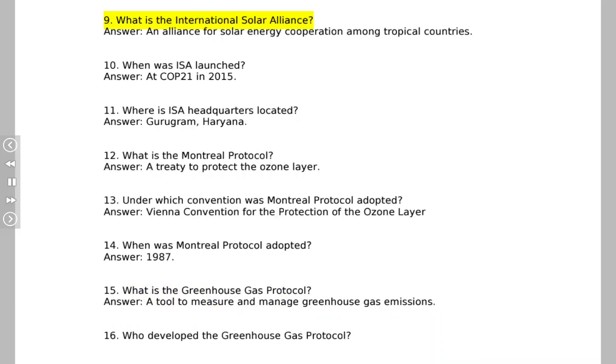9. What is the International Solar Alliance? Answer. An alliance for solar energy cooperation among tropical countries. 10. When was ISA launched? Answer. At COP21 in 2015. 11. Where is ISA headquarters located? Answer. Gurugram, Haryana. 12. What is the Montreal Protocol?